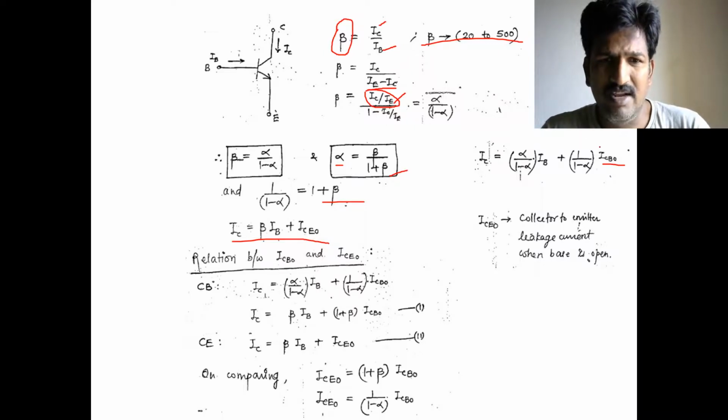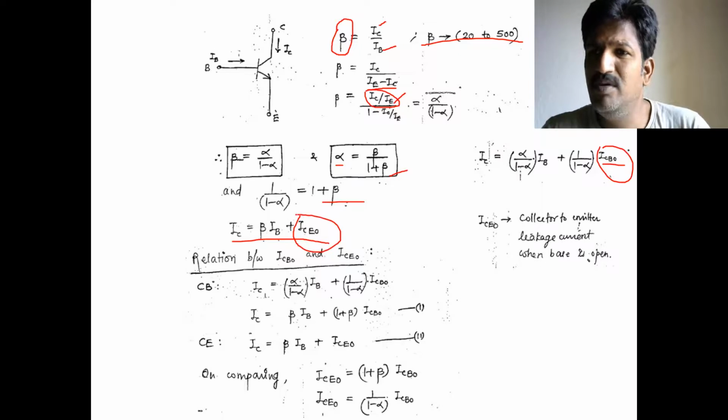Then IC can be written in terms of beta: IC is equal to beta IB plus ICEO. ICBO corresponds to the common base, and ICEO corresponds to the common emitter. ICEO is the collector to emitter leakage current when the base is open. But ICBO is the collector to base current when the emitter is open, according to the CB configuration.